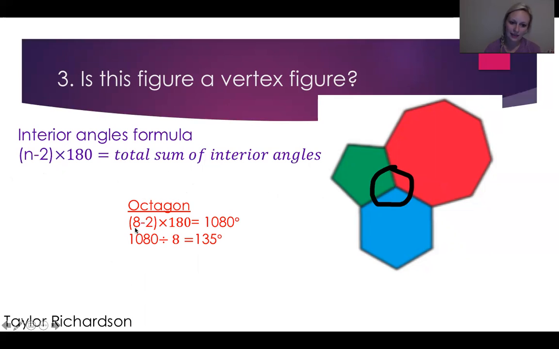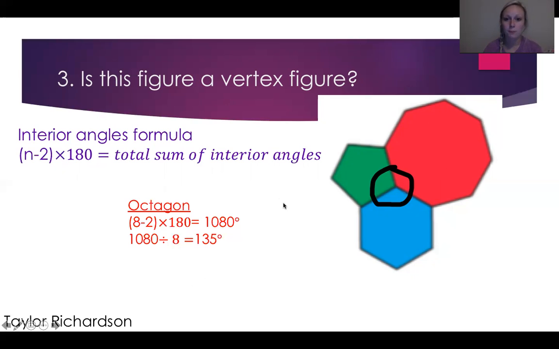We're going to plug in 8 for n minus 2. Multiply it by 180, we get 1,080 degrees. That means there's 1,080 degrees within all the 8 angles in this octagon. We're going to divide that by 8, and we get 135 degrees. So this red angle right here measures 135 degrees.